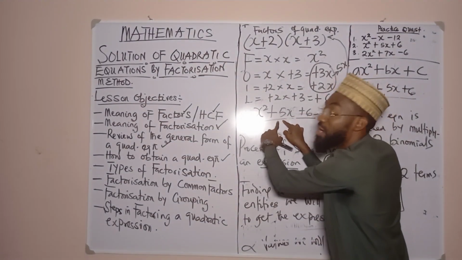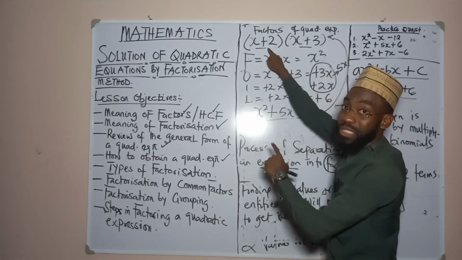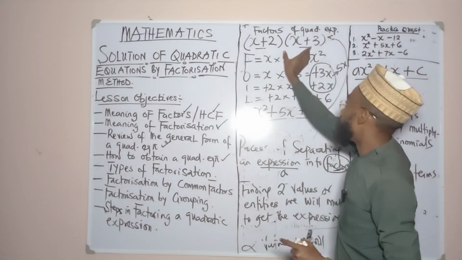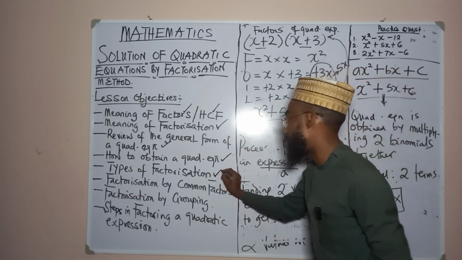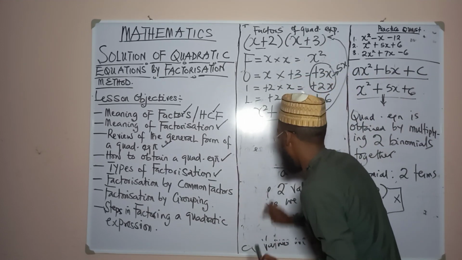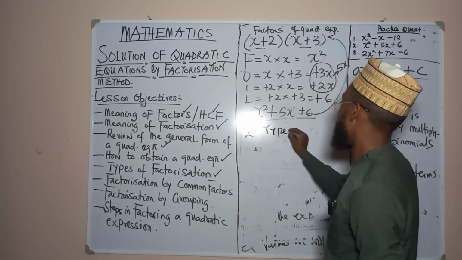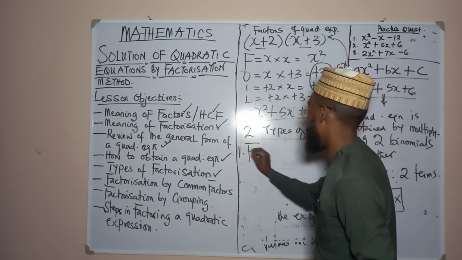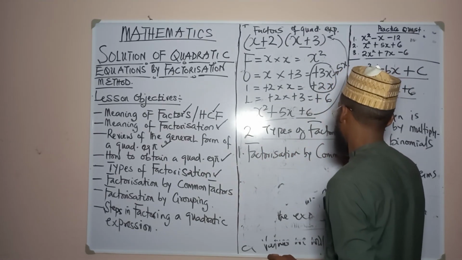Now, when you are given a quadratic expression, to bring those things you should multiply to get them, the process is called the factorization method. And we are going to learn how to do that. So we are done with this. I've explained the process of factorization. We are going into types of factorization immediately. There are basically two types of factorization. The first one is factorization by common factors.